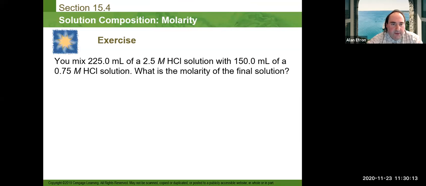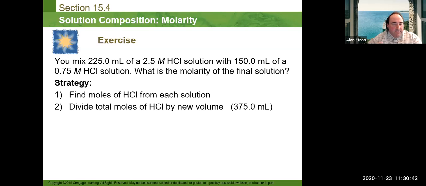All right, so why don't you try this one here? We're actually mixing two hydrochloric acid solutions together. If we mix 225 milliliters of a 2.5 molar hydrochloric acid solution with 150 milliliters of a 0.75 molar hydrochloric acid solution, what is the molarity of the final mixture once you pour them together? So I'll give you some hints here.